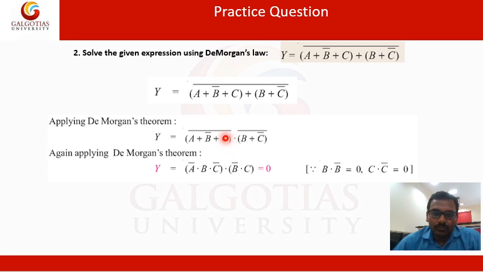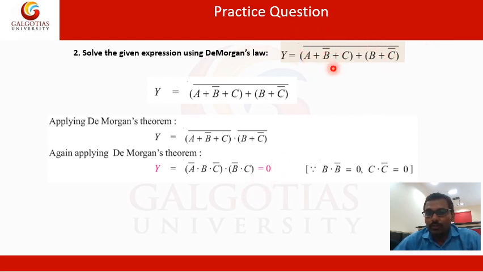Further, in this bracket we can use De Morgan's theorem again. So this becomes A bar plus B bar over bar, and B plus C bar is again solved by using De Morgan's theorem. It becomes B bar dot C bar over bar, so it becomes C. But the interesting thing is the terms B and B bar are here, and as we know, B dot B bar is always zero, similarly C bar dot C is always zero, so this entire term becomes zero. So the solution for this Boolean function will be zero.